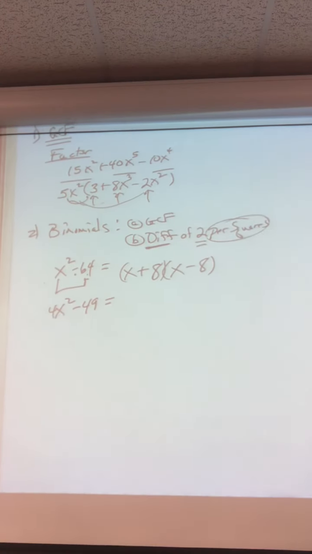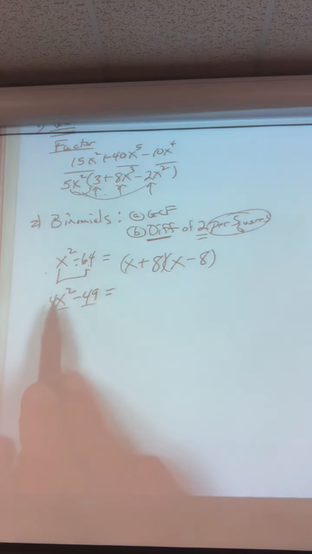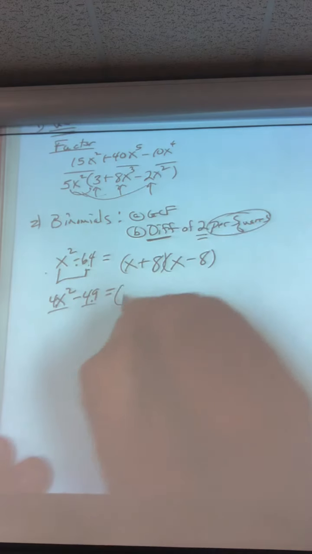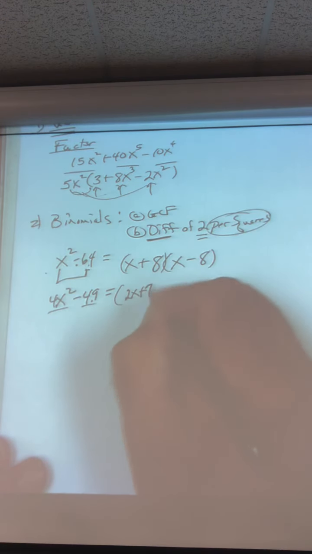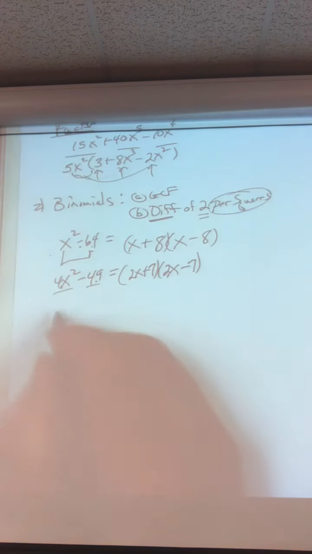4x squared minus 49. The difference of perfect squares: 2x, 2x, and 7, 7. So this is 2x plus 7, 2x minus 7. Now, let's do another one.